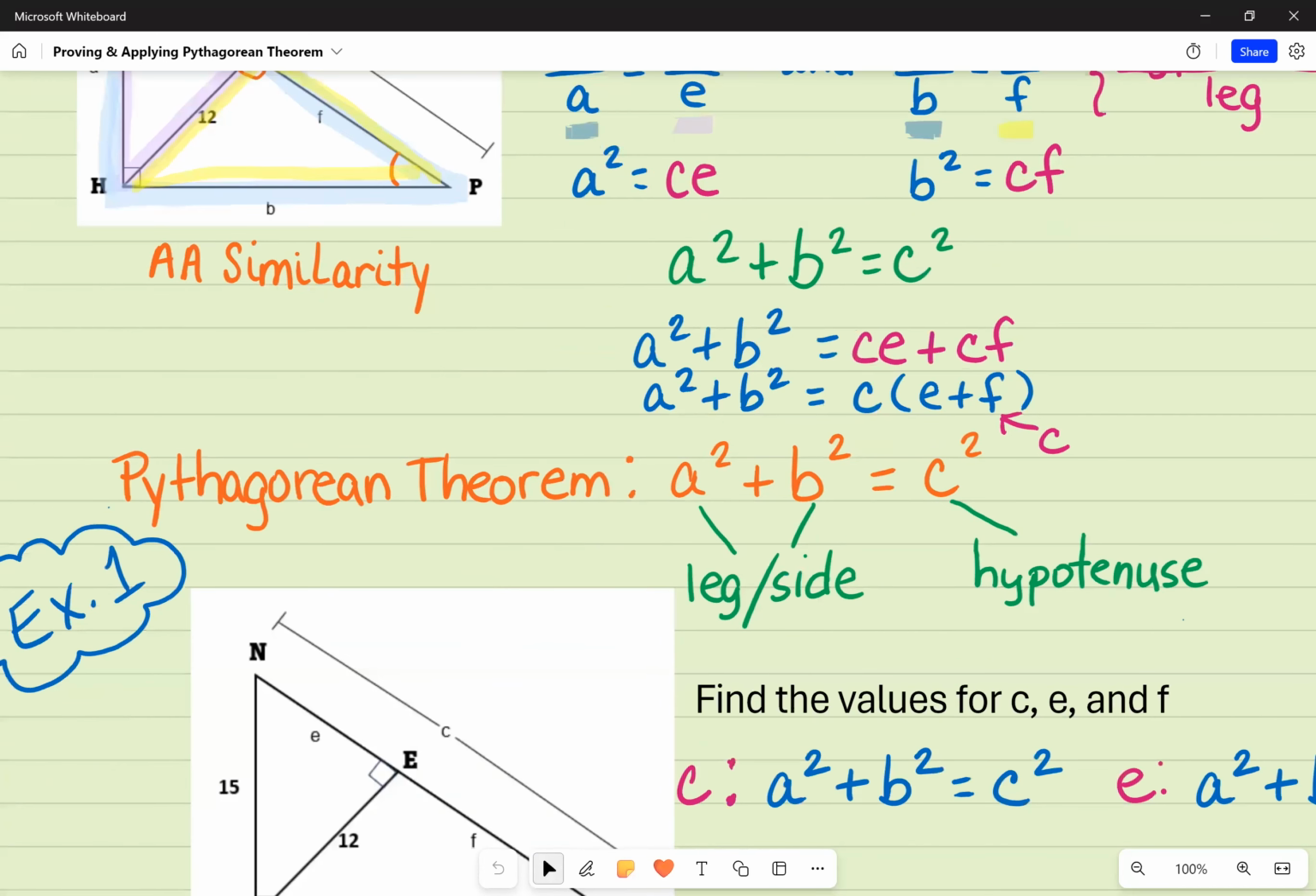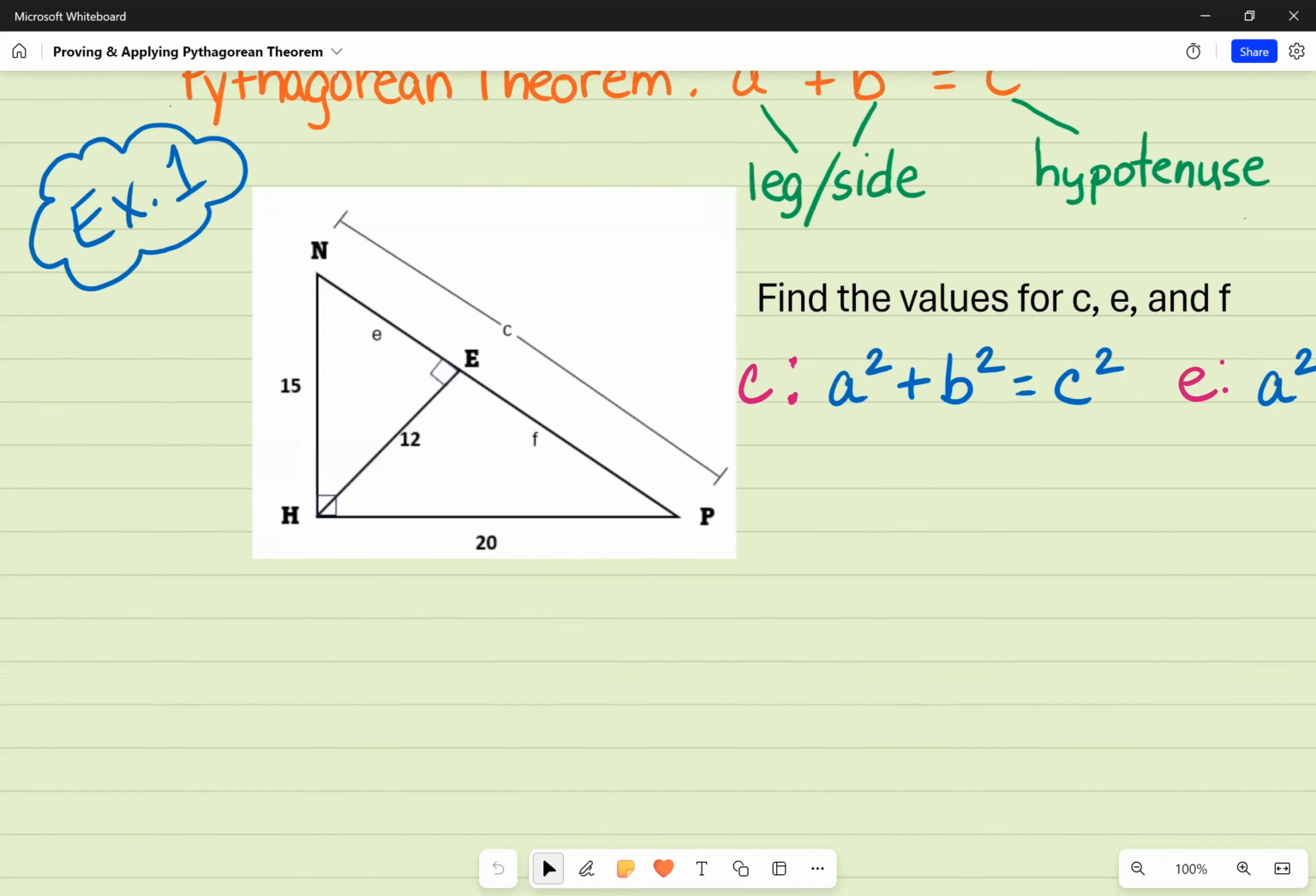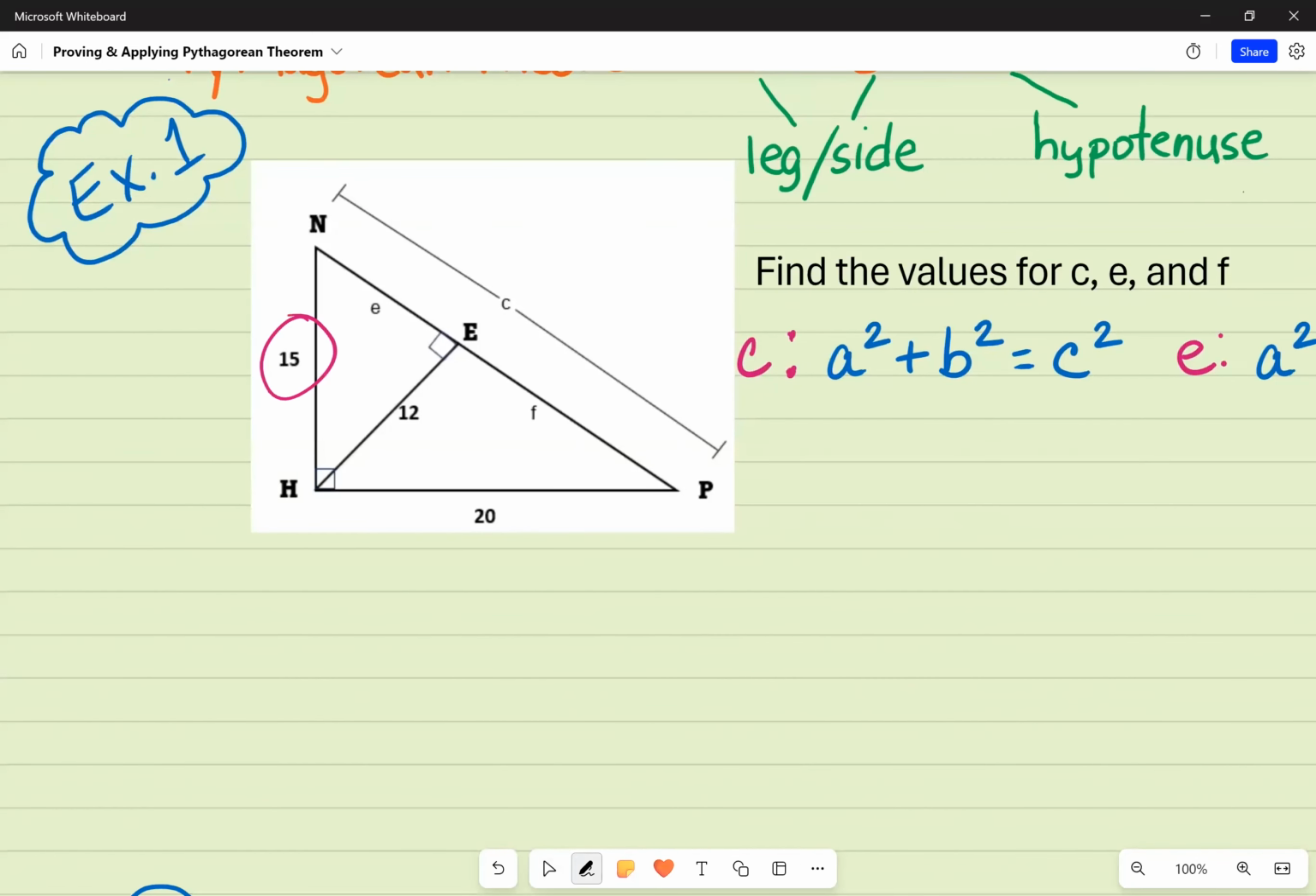So now we're going to apply it. This example gives us numbers now. It gives us more information. We didn't have this a few minutes ago. So what I want to do is break apart the triangles and find the values for c, e, and f.